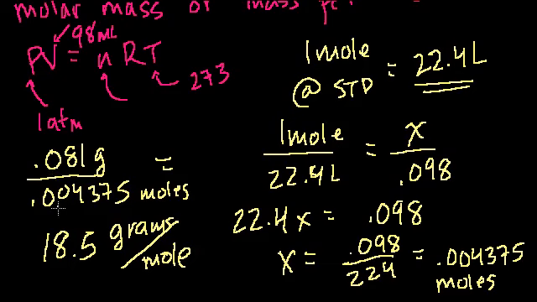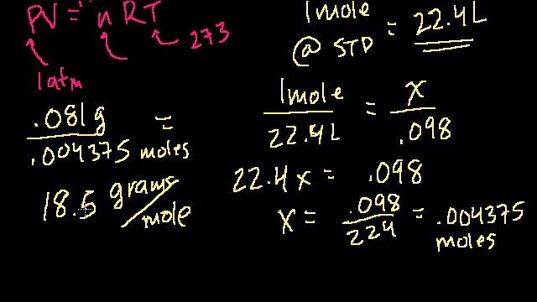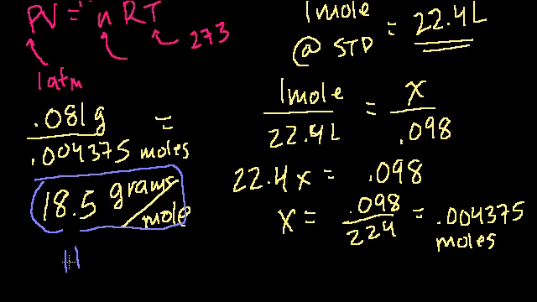So now this is an interesting question. We figured out the molar mass of our mystery substance that took up 98 milliliters and had a mass of 0.081 grams at standard temperature and pressure. And we figured out its molar mass, or its mass per mole, is 18.5 grams. So any guess as to what molecule we're dealing with? Probably it's not going to be exact, but at least in my brain, water seems to be a good candidate, right? Water is H2O.